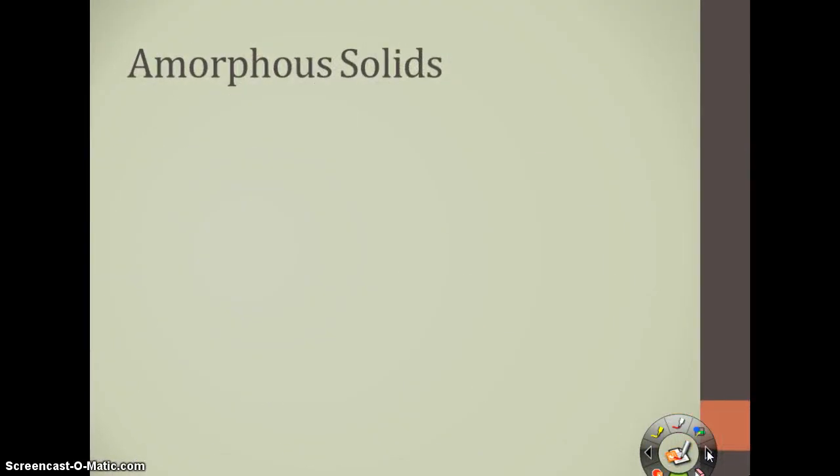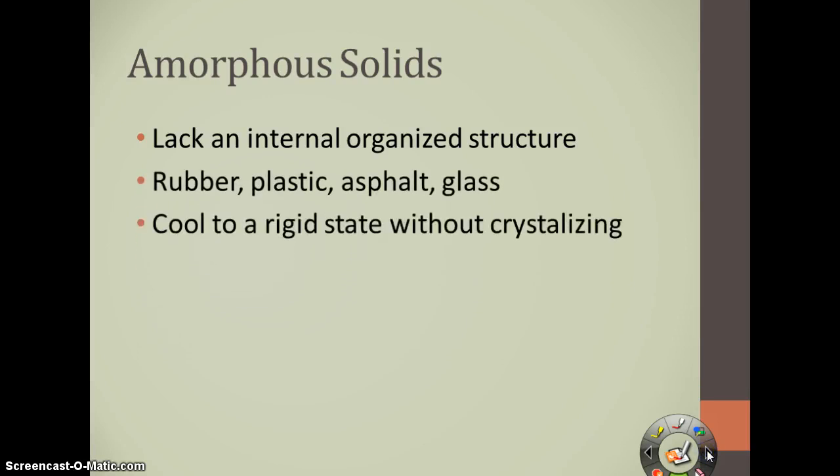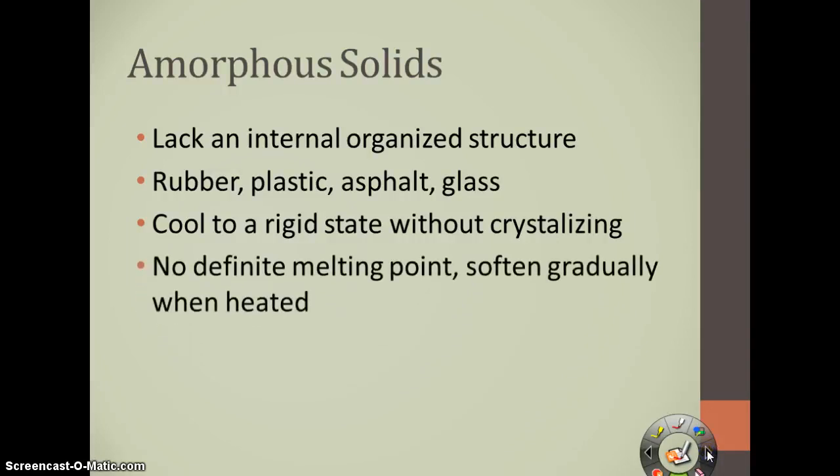Which brings us to amorphous solids. Not all solids have a crystalline structure. Amorphous solids are going to lack this internal organized structure. Things like rubber, plastic, asphalt, glass are amorphous solids. They're going to cool to a rigid state without crystallizing, so they're going to be kind of scattered. They tend to not have a definite melting point. Instead, they're going to soften gradually.